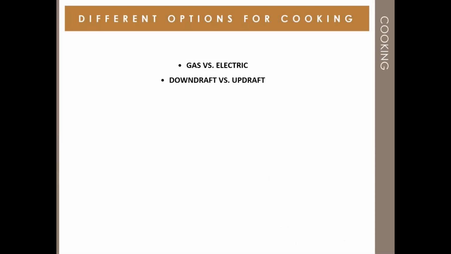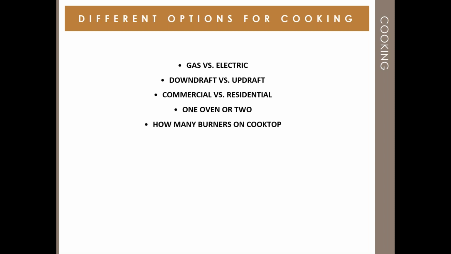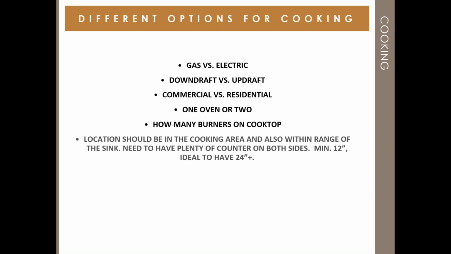Cooking, gas versus electric, downdraft versus updraft, commercial or pro style versus residential. Here's the big question, 1 oven or 2? How many burners on the cooktop? Location should be in the cooking area and also within range of the sink. You need to have plenty of counter on both sides, minimum of 12, ideally 24 or more.